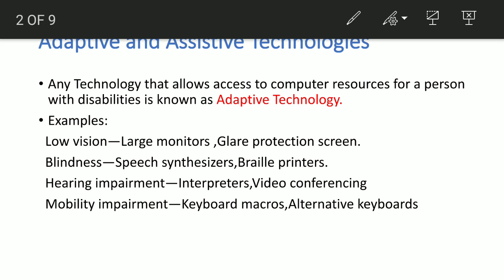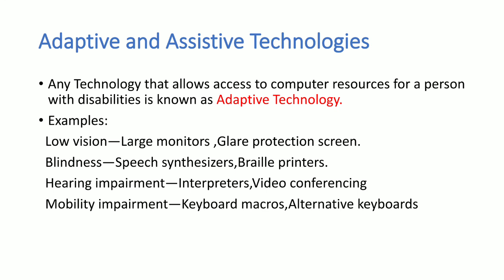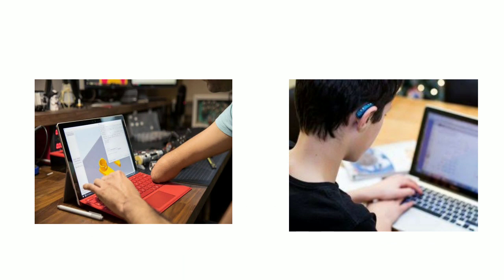So examples are given: low vision. People with low vision can use large computer monitors with high resolution, so it will be easy for them to see. Then glare protection screens. Then for people who are blind, we can use speech synthesizers so they can listen. Then braille printers. Then for hearing impairment, there are interpreters and video conferencing. Then for mobility impairment, there are keyboard macros, alternative keyboards, etc. So here we can see how they are using computers.